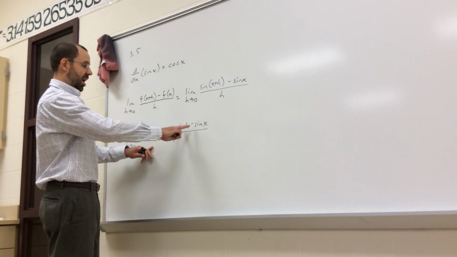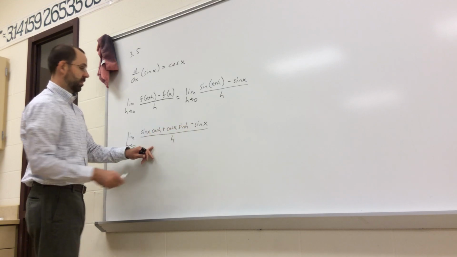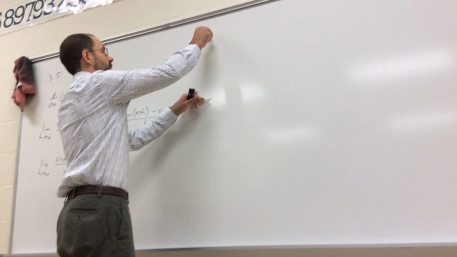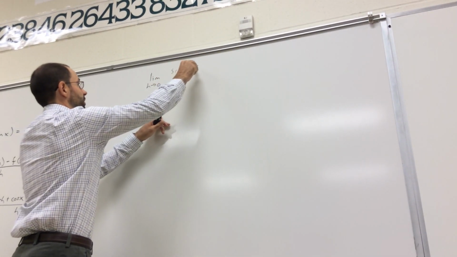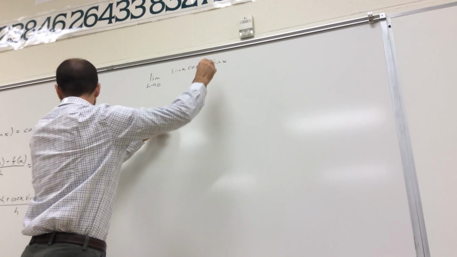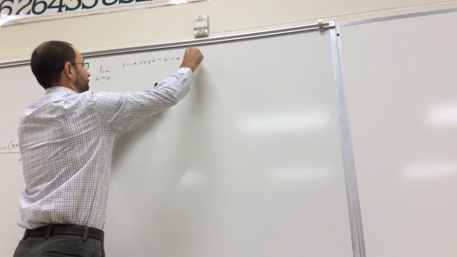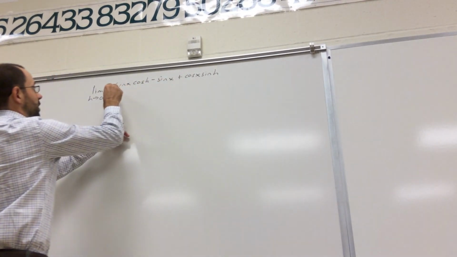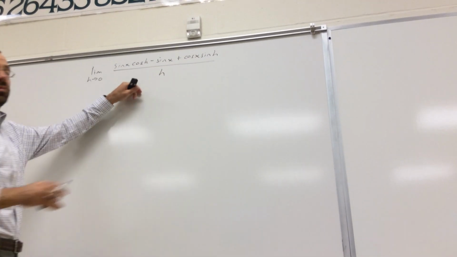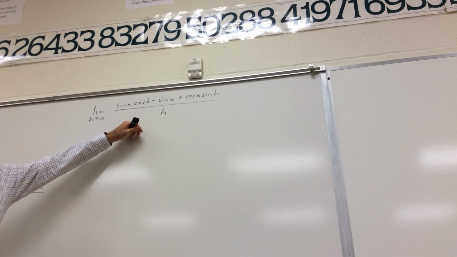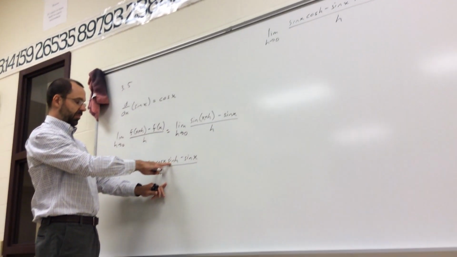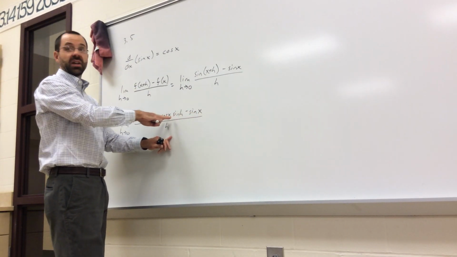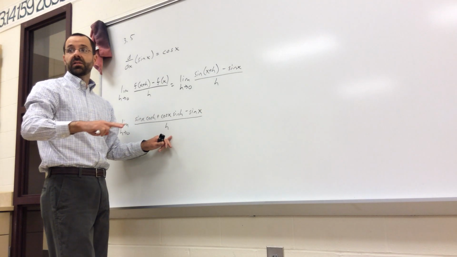Okay, now next I'm going to swap these two things up here. So that's the limit as h goes to 0 of sine of x cosine of h minus sine of x plus cosine of x sine of h all over h. That wasn't a tough step. All I did was rearrange and swap that term with this term. Put the minus sine of x first and the plus cosine x sine h second.